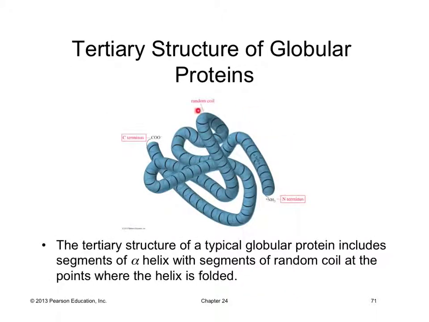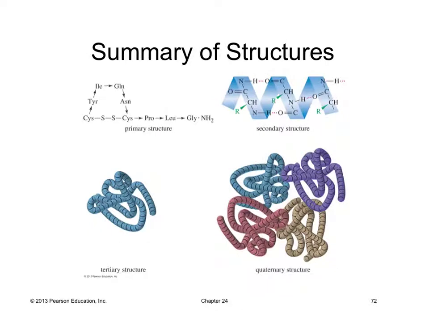Tertiary structure, which is shown here, shows this conformation with segments that have alpha helices and random coils, and it helps fold into this three-dimensional structure. And then quaternary structure, in which one of these tertiary structures can also interact with other tertiary structures to form this quaternary structure. And we've talked about the primary sequence in terms of amino acid sequences.